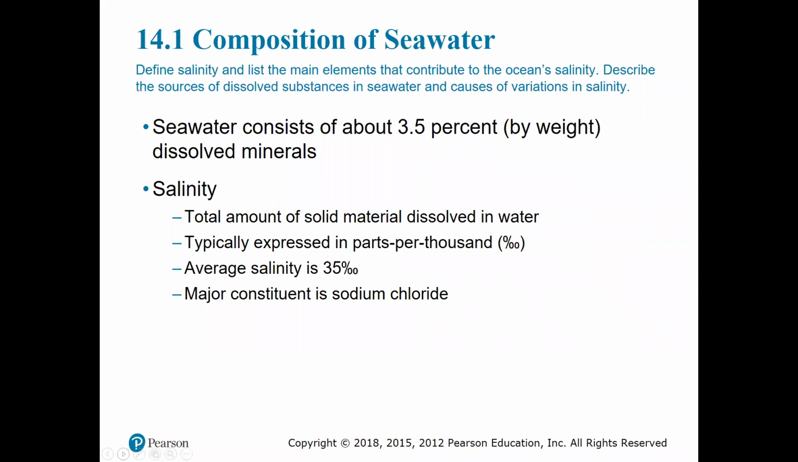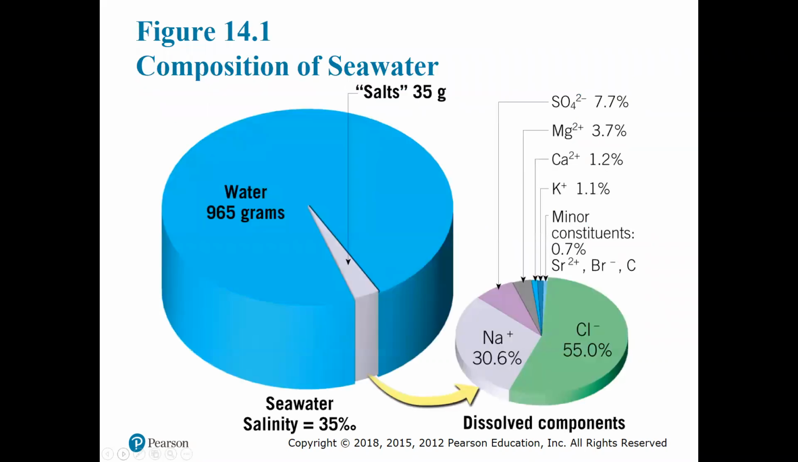So the first thing that we have to consider when we look at ocean water is, what is it made of? Well, of course, it's mostly water. We can see that here. Mostly water. And then the salts, which are of various composition, primarily sodium chloride, but other salts in there too, make up about 35 grams out of every 1,000 grams of ocean water. And so we say that there's 35 parts per thousand.